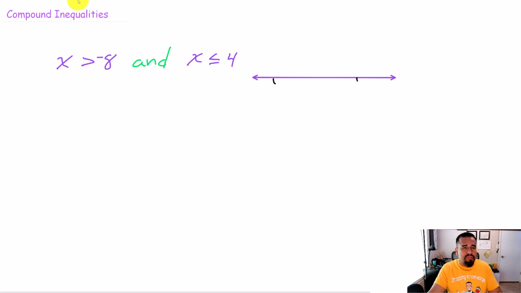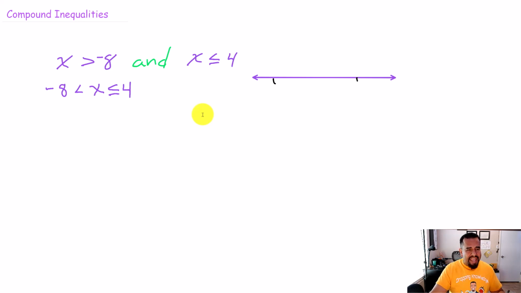So the first thing we're going to do is write this inequality numerically. I'm just going to flip this first one, reverse it, so it's -8 in the front. So we have -8 less than x. Now, I'm not going to write the word "and" because I'm writing it numerically, and I'm not going to repeat the x. I already have an x in here, so I'm just going to write this second part: less than or equal to 4. -8 is less than x, and x is also less than or equal to 4. That's my inequality. So how do we graph it?